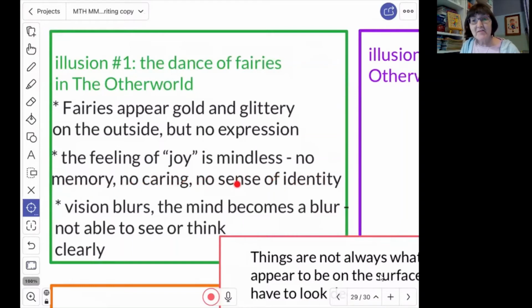This is another meaning of that word sense. We were talking about this in the last video. One of the meanings of sense is a sense of identity, of who you are.